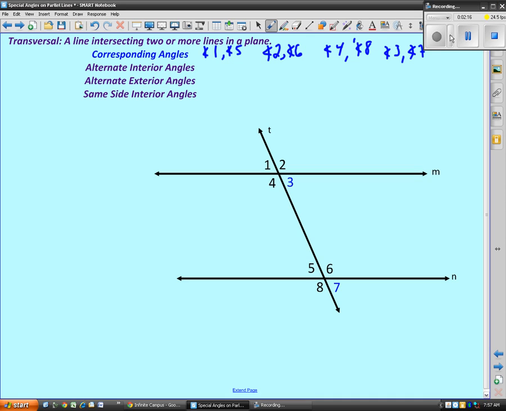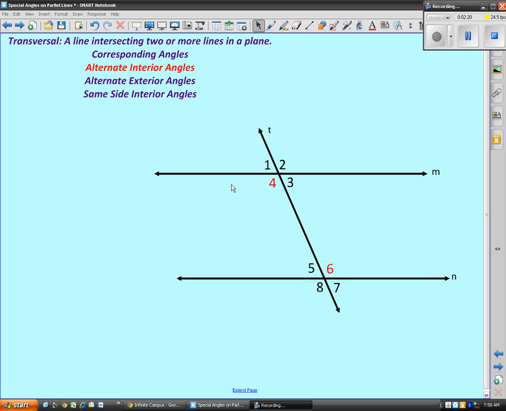So now we're going to talk about alternate interior angles. Alternate interior angles are two angles that are between the parallel lines and alternate, meaning cross over the transversal. For example, 4 and 6 are alternate interior angles. There are special reasons why we're talking about these, and when we come to class, that's one of the things that we will do. Can you name the other pair of alternate interior angles in this group? If you said 3 and 5, you were correct.